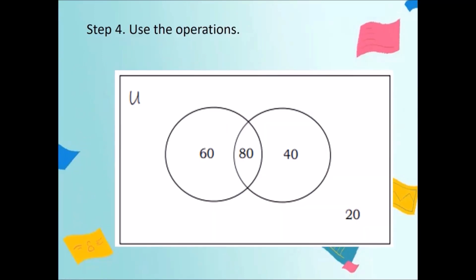So using the operation, we have 60 ang may gusto lamang ng tea, at 40 ang may gusto lamang ng coffee, at 80 students ang may gusto ng parehas, and 20 ang ang alin? Ayaw ng coffee at ng tea, kasi pag inadd natin ito, 180 plus 20 equals 200.